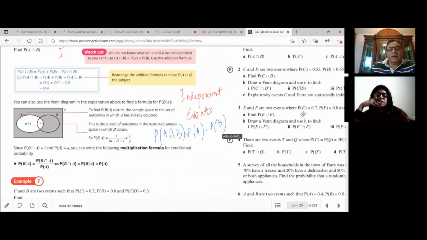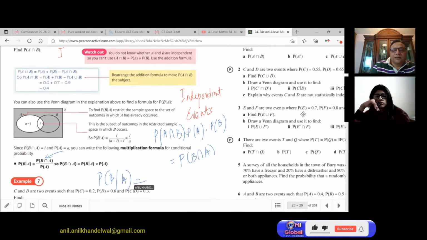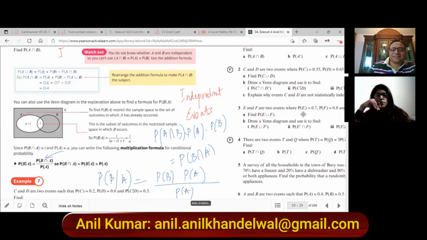So if we have independent events, in that case, the numerator here, which is the probability of B intersection A, equals the product of the probability of B with the probability of A, because they are independent events, correct? So in that case, the probability of B when A has occurred is equal to what? The numerator I could write as the product of the probability of B with the probability of A, and divide by the probability of A. What do I get? It cancels. So you just get the probability of B. So it is independent of whether A occurred or not.